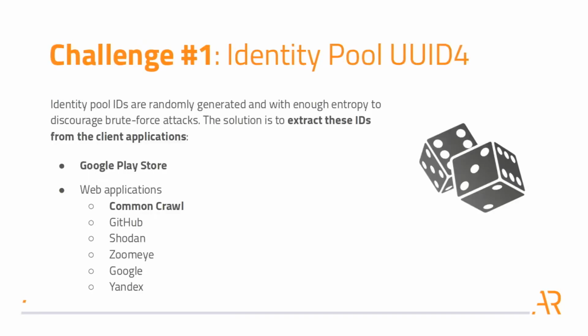So, first challenge. Identity pool IDs are randomly generated. I can't simply guess them. They are too long. They are randomly generated. So I need to extract them from somewhere. And that somewhere was mainly the Google Play Store, but also some other resources like the Common Crawl, GitHub, and so on.